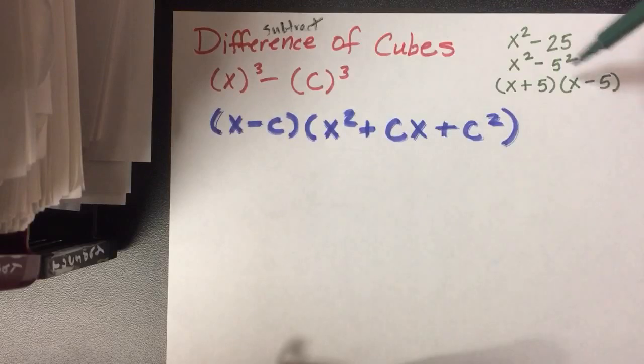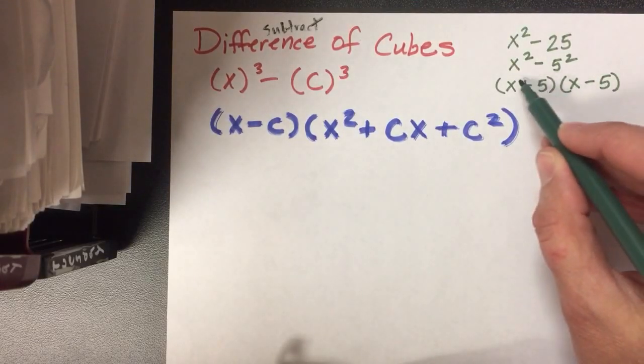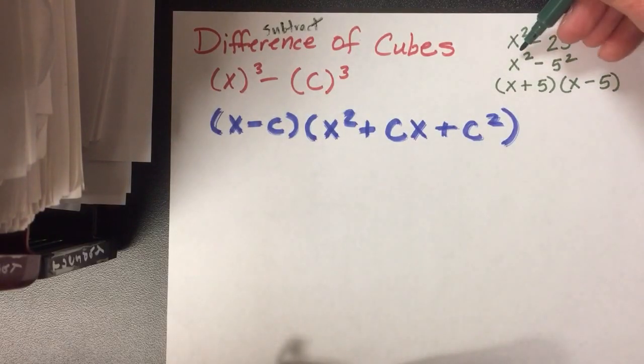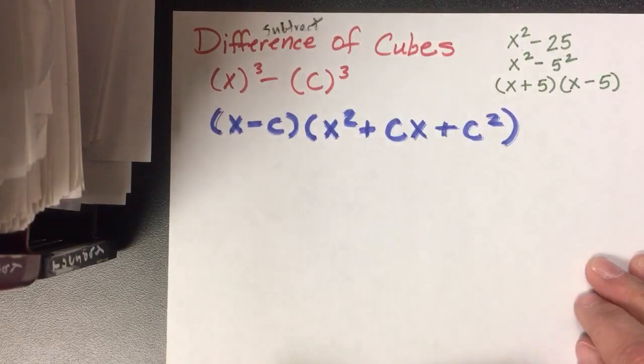And the reason that works is because we don't end up with a middle term. When you distribute, you have positive 5x, negative 5x, it goes away, so you're just left with the first term of the quadratic and the last term. So let's look at difference of cubes.